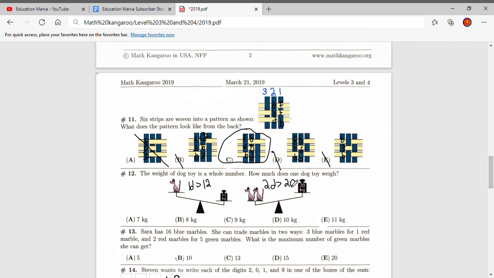Using this, we know that one dog, when we divide by 2 on both sides, is more than 10 because 20 divided by 2 equals 10. So the only number out of the choices that is more than 10 is E, 11.